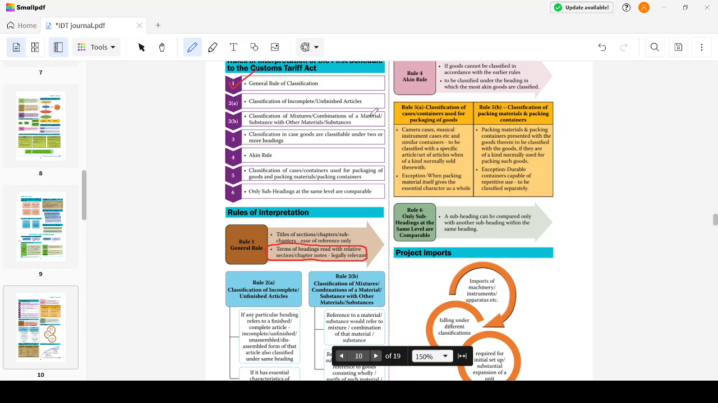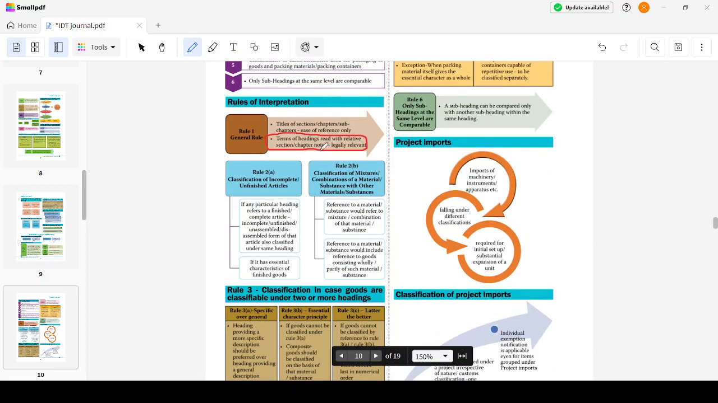Second one, classification of incomplete or unfinished articles, rule 2A. It deals with the classification of incomplete or unfinished articles, which means I have some work in progress. If any particular heading refers to a finished, complete article, the incomplete, unfinished, unassembled, or disassembled form of that article is also classified under the same heading. It is like the accounting term: the finished goods article will cover the work-in-progress article also.